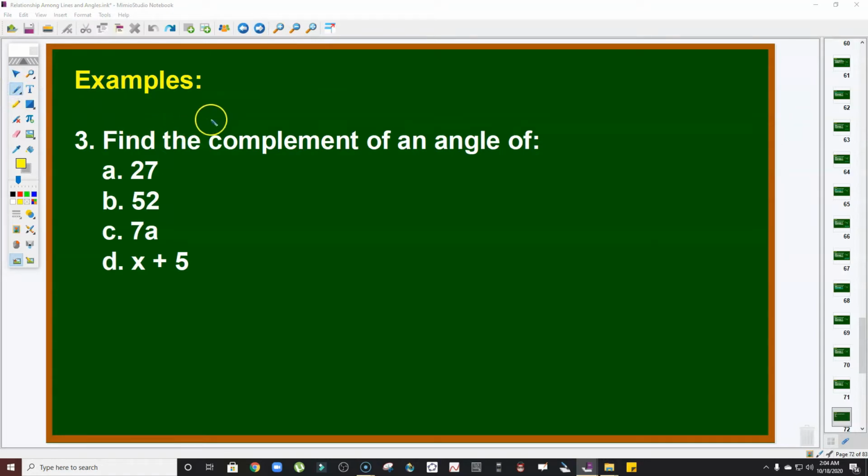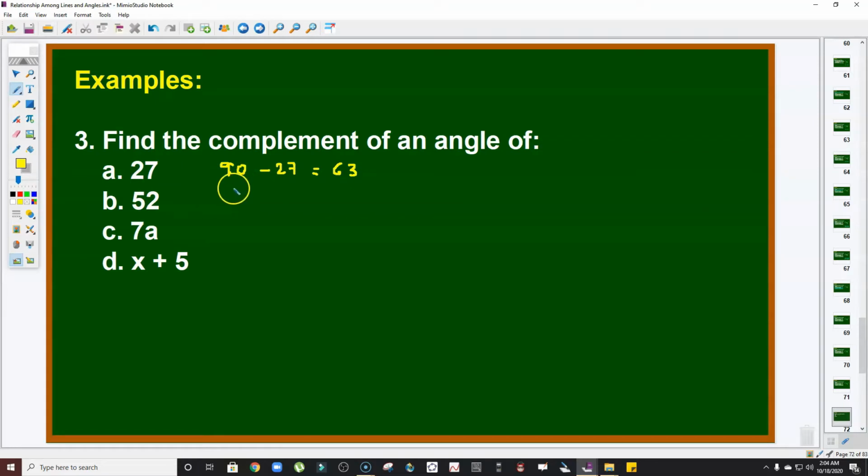Number 3, letter A. Find the complement of an angle of 27 degrees. To get the complement, when you say complement, the two angles, yung sum nila is equal to 90. So, therefore, to get the complement of 27, all we have to do is to subtract it from 90. See that? And 90 minus 27 is 63.